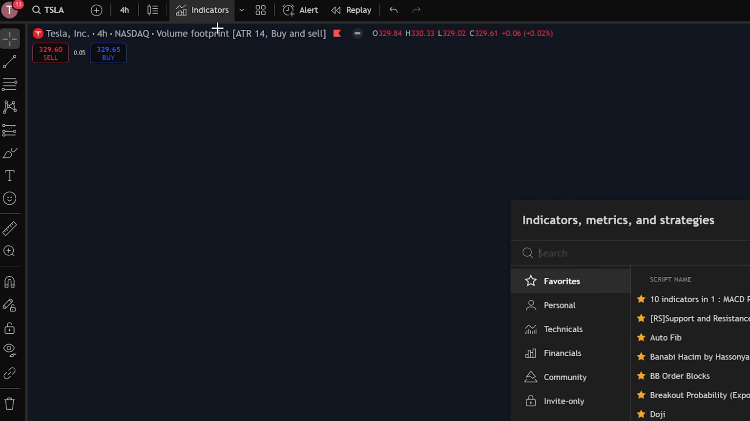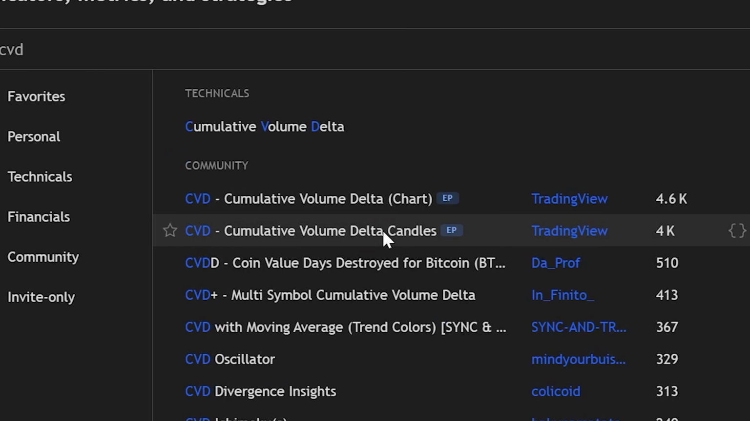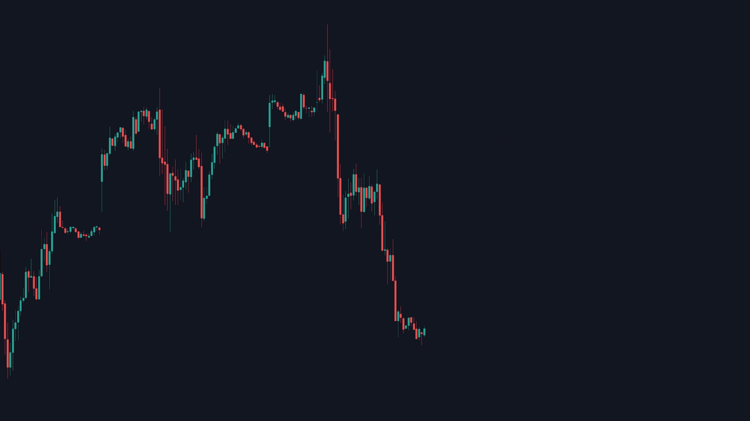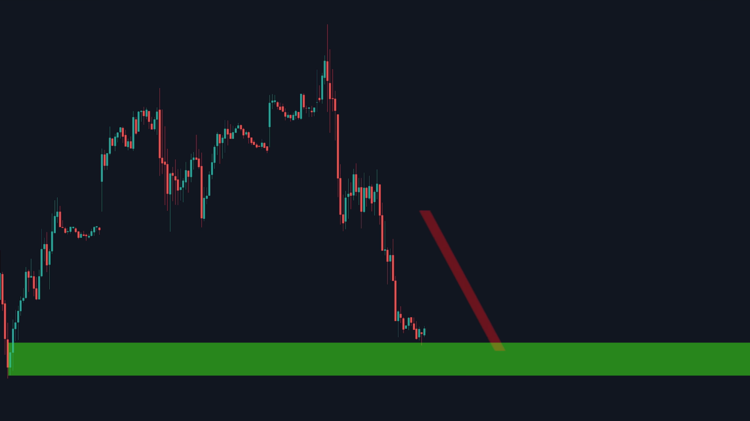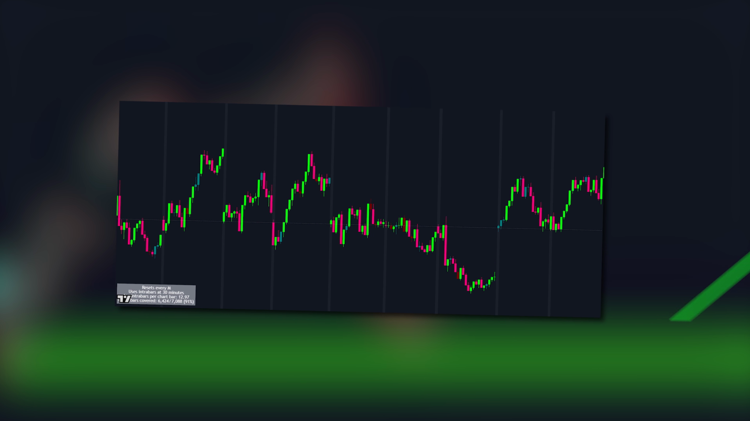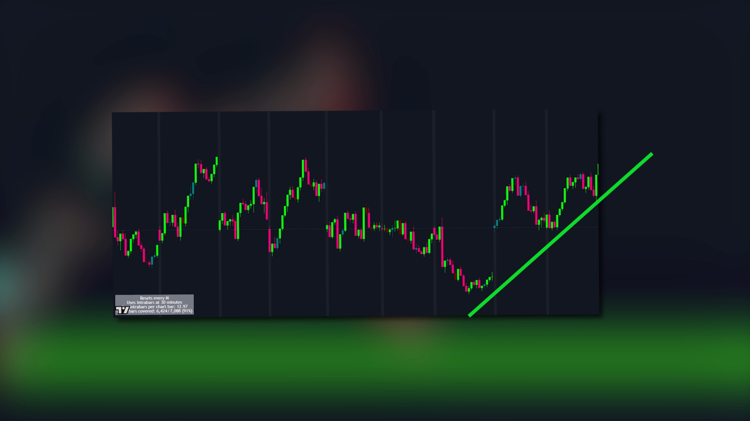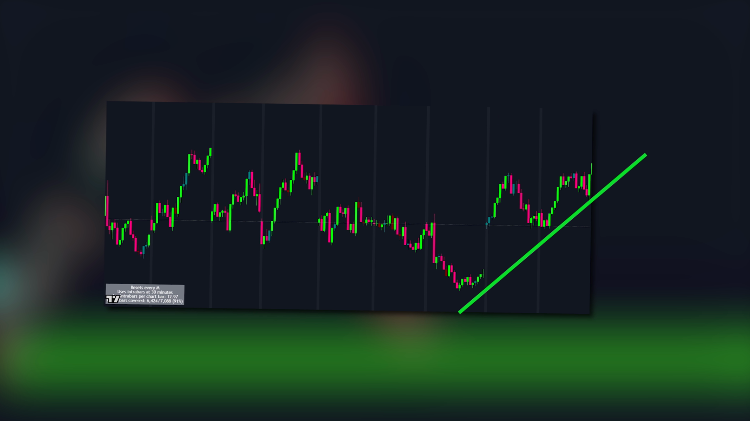Next, we're gonna go to our indicators tab and search CVD. Any of these will work, but I personally like to use this one. So there's something very interesting going on. Notice how the price is going down, making lower lows. So in return, the CVD should be going down just like the price, but it's not. The CVD is making higher lows, which means there's delta divergence, and once again, a sign that sellers are being absorbed.